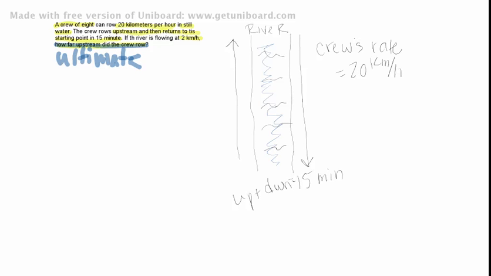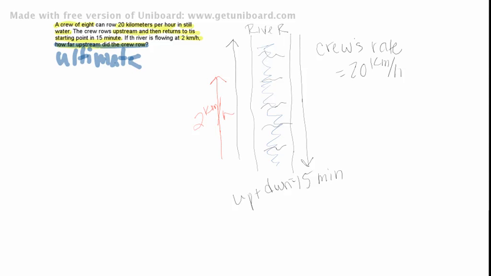Okay, so we know that no matter if the river is flowing this way or this way, it's going to be working with them at 2 kilometers per hour in one direction, and they're going to be fighting that current when they're coming in the other direction. So ultimately, you can just assign the river a flowing direction. For us, we'll say the river is flowing, and let's use a different color, in that direction at 2 kilometers per hour. So we want to know how far upstream did the crew go.